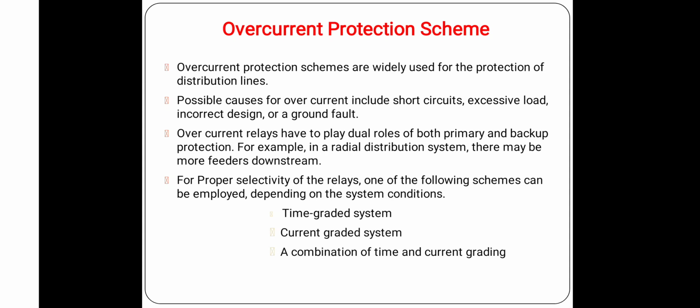So basically, if I'm talking about overcurrent protection schemes, these schemes are widely used for the protection of distribution lines. Distribution lines, that is radial feeders, may be sectionalized and two or more overcurrent relays may be used. One relay is used for the protection of each section of the feeder, and if any fault occurs beyond any point, the circuit breakers at the substation should be tripped.